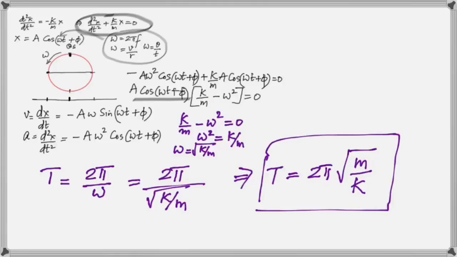If I increase the mass 4 times, the time period would double, correct? Would double because it's under a square root. What if I double the spring constant? What happens to the time period? Does it increase or decrease? Because the spring constant is in the denominator, if you increase the denominator, the time period decreases.